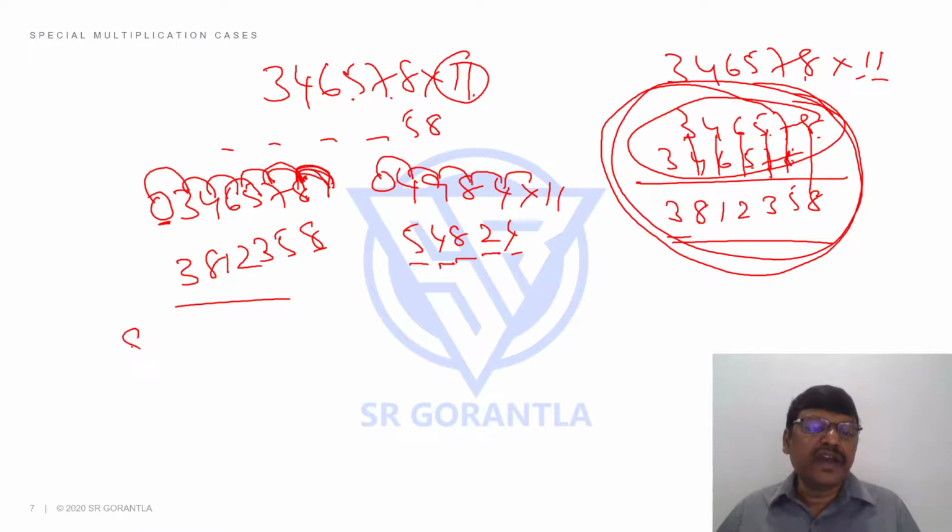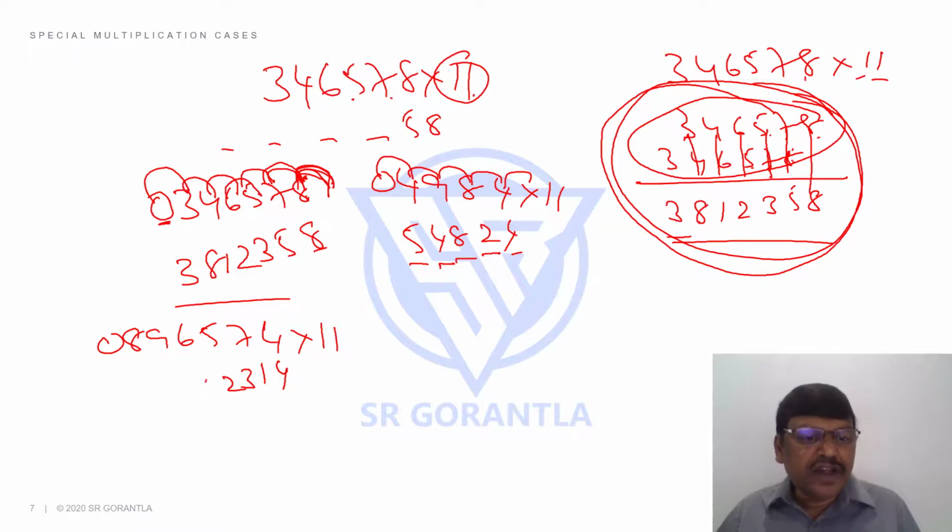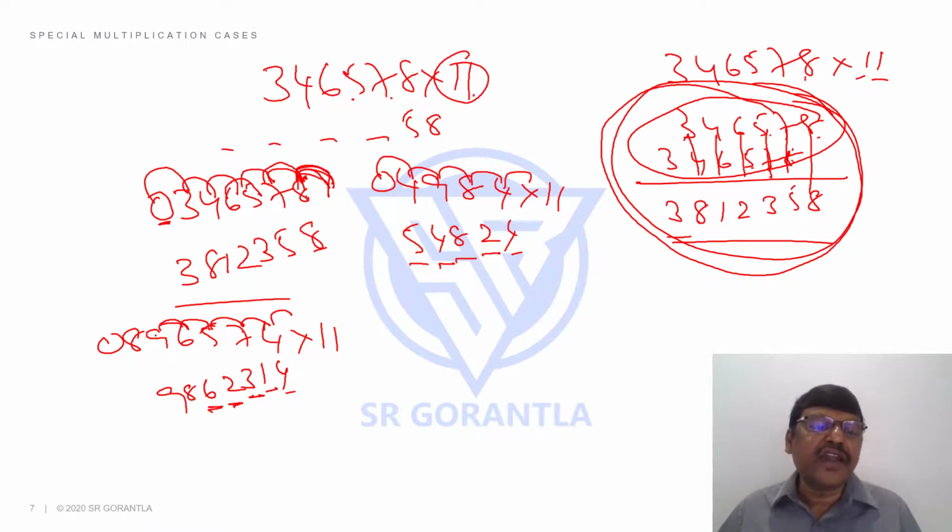Right? Come on. 8, 9, 6, 5, 7, 4 into 11. Come on, tell me. 4, 1, 3, 2, come on, 6, 8, 9. See here, 4, 7 plus 4, 11, 1 carried. 5 plus 7, 12 plus 1, 13, 1 carried. 6 plus 5, 11 plus 1, 12, 1 carried. 9 plus 6, 15 plus 1, 16, 1 carried. 8 plus 9, 17 plus 1, 18, 1 carried. 0 plus 8, 8 plus 1, 9. Is that okay, students? Like that you can do for 11.